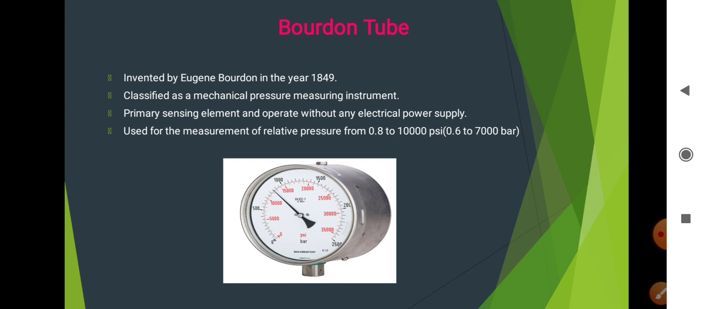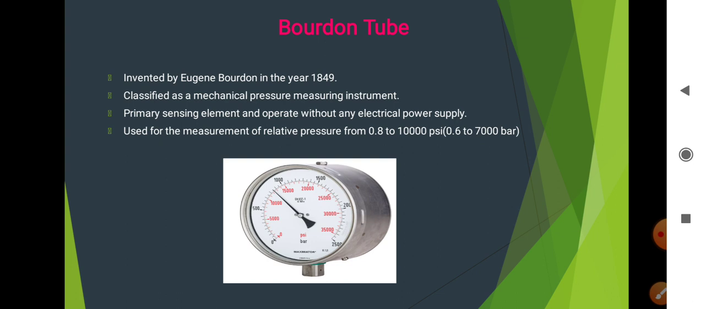This is classified as a mechanical pressure measuring instrument, and it was invented by Eugene Bourdon in the mid 19th century, in the year 1849. That's why it is named the Bourdon tube. Next, this is a primary sensing element. Why? Because it is used to measure the pressure at the primary stage, and it operates without any electrical power supply.